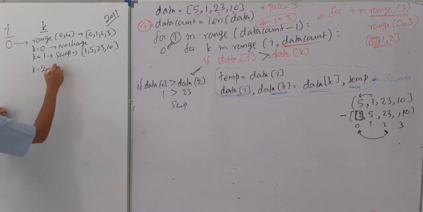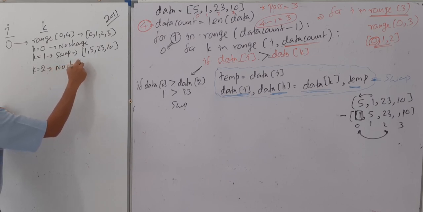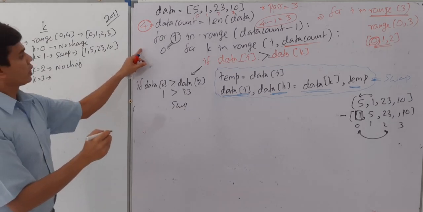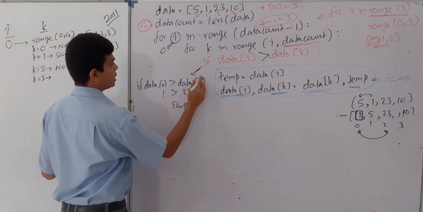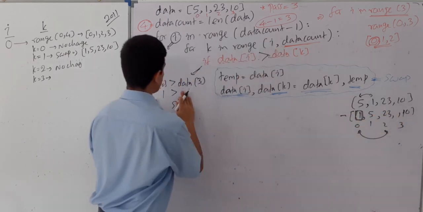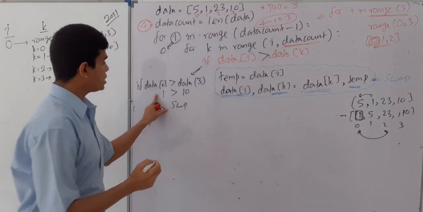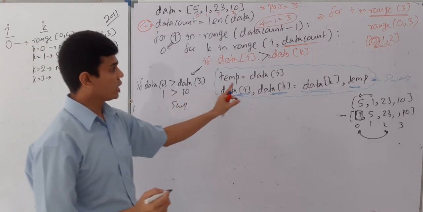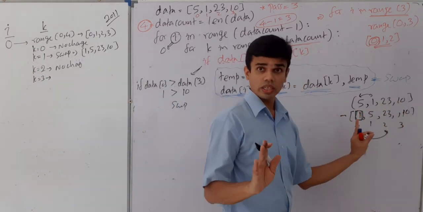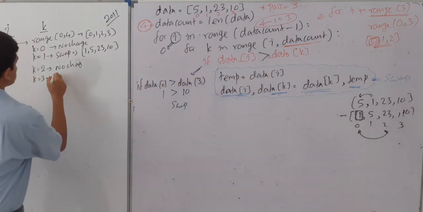For k equals 2, again, no change. This list will be there. Now, we go to the next value, k is 3. Then, k is 3, so now this is going to be the 3rd item. 1 is compared with the 3rd item, which is 10. Is this true still? No. Now, we don't want to swap it, right? The smallest is here. This is smaller than that, no need. Fine. Then, still no change.